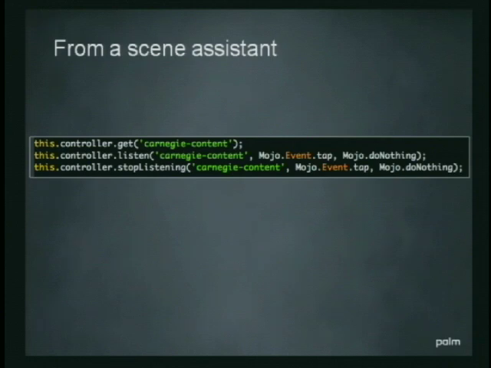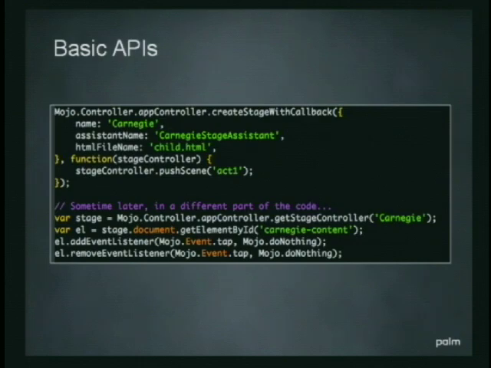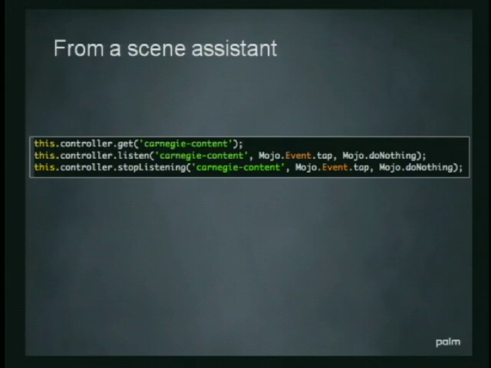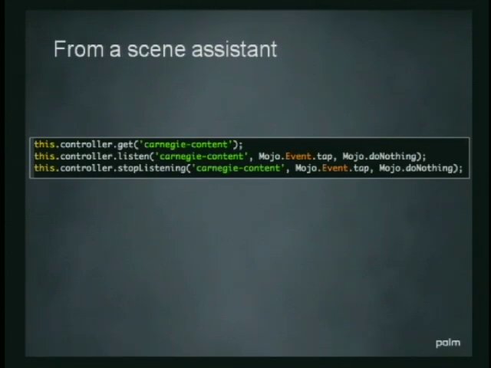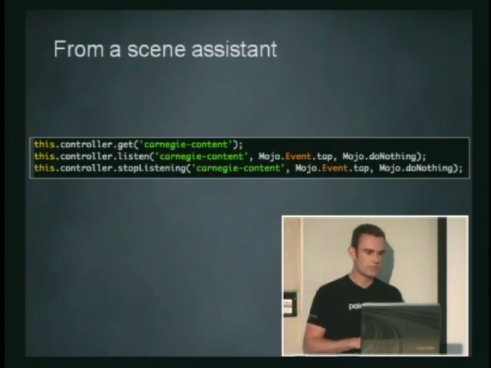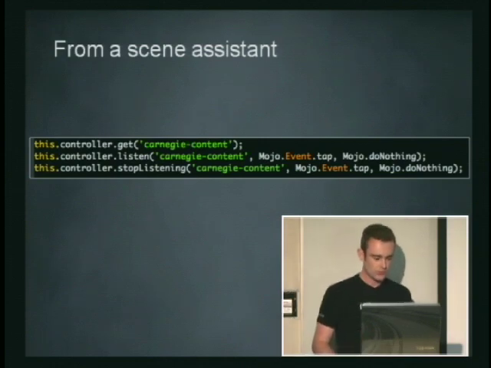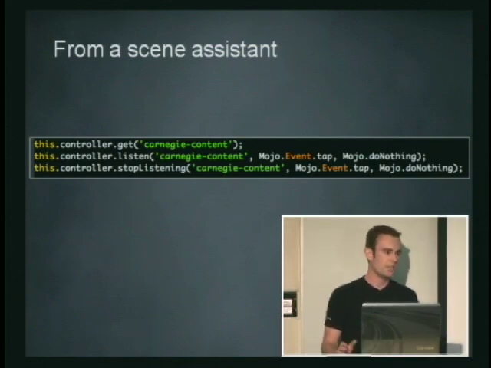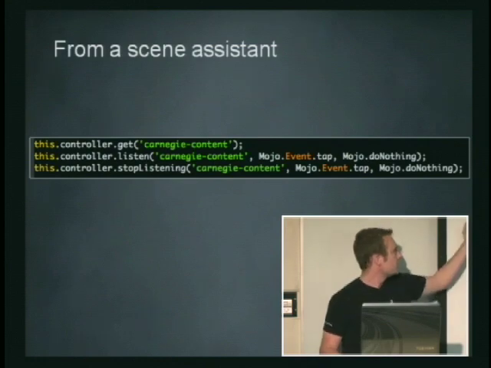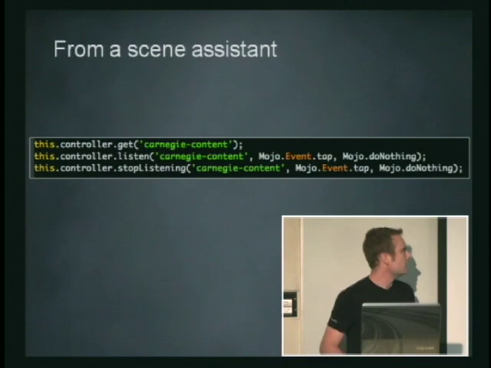Okay. So then we have a few more helpers if you're actually in a scene assistant. This is kind of the low-level how things actually work API. But then there's some helpers once you're in a scene assistant. This.controller, meaning your scene controller, has get, listen, and stop listening helper functions, which always use the correct stage. So if you use those throughout your app, once you add a new stage to your app, if you use these to begin with, you'll be fine. And these are the most common pitfalls: adding and removing event listeners and getting elements out of the correct document.